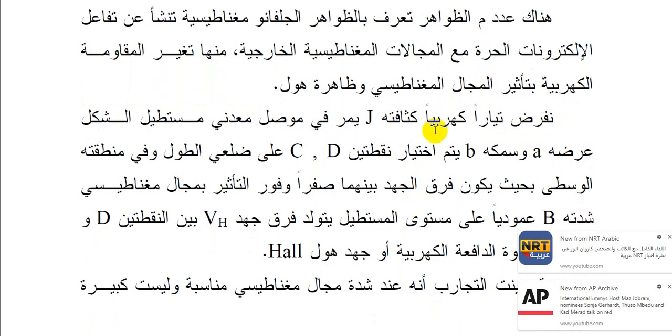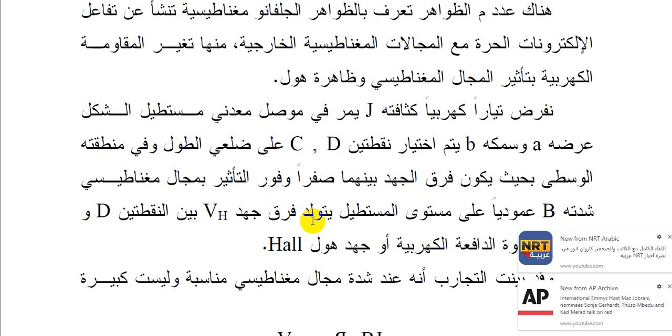We can assume an electrical current density J flowing through a metallic conductor rectangular in shape with width A and thickness B. Two points C and D are selected on the lateral sides in the mid region, where the potential difference is actually gauged or set.